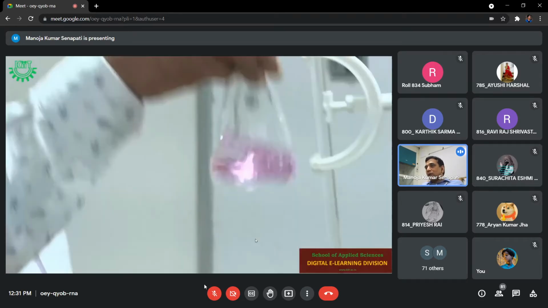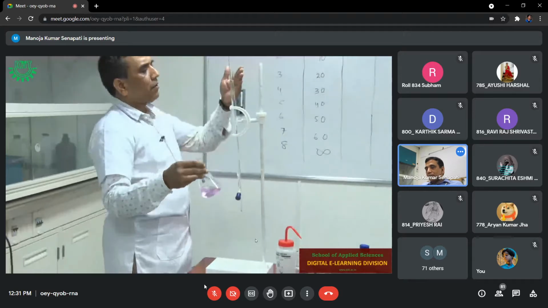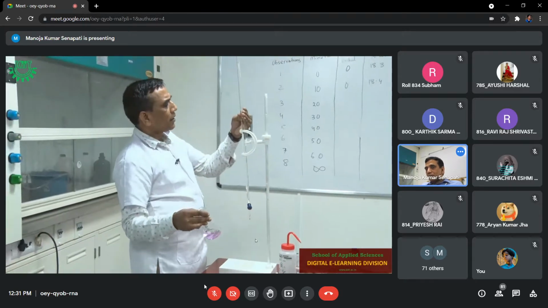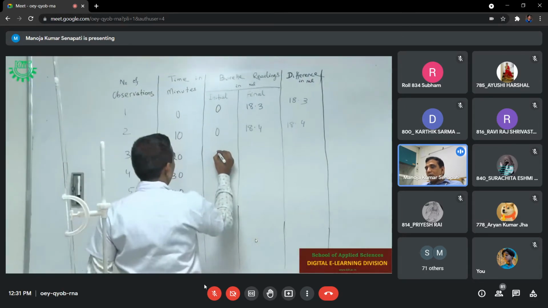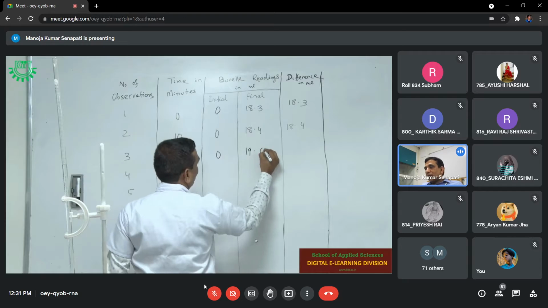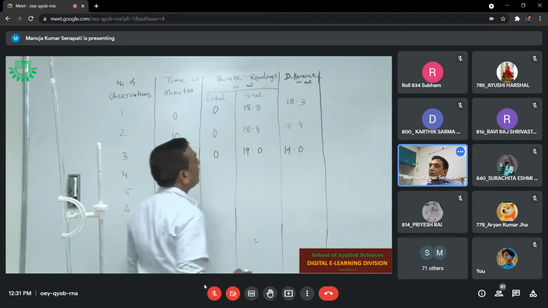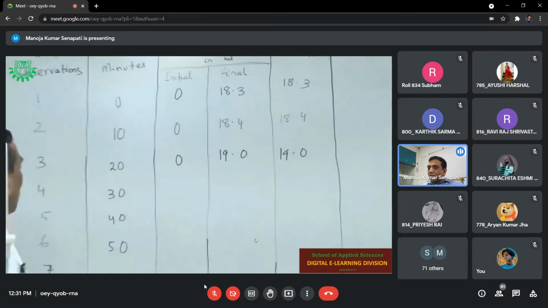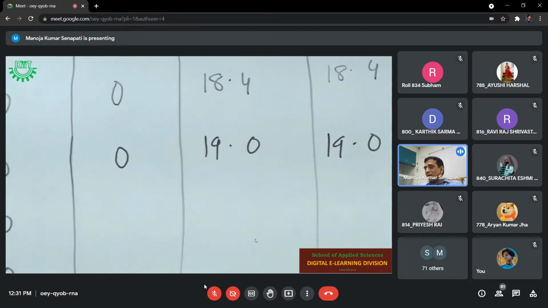So now you are getting the pink color. And you have started the titration from 0, final is 19.0, difference is also 19.0. So the next observation you are going to take at 30 minutes, that means you are going to take at 11:51.